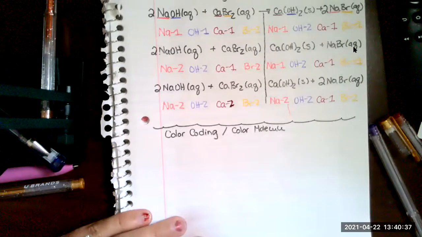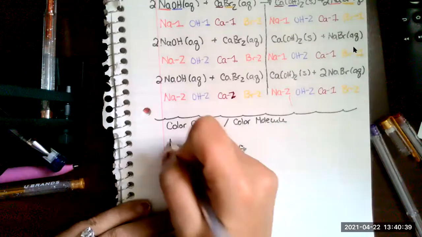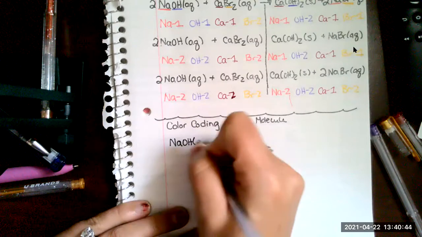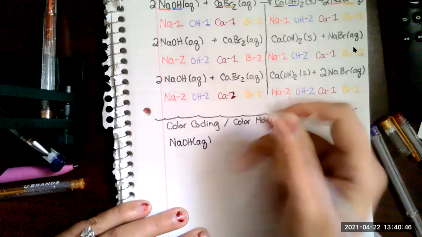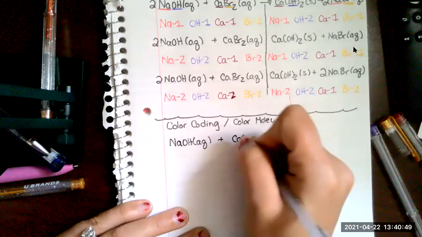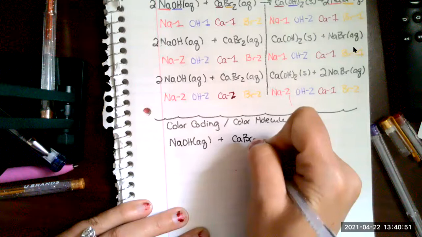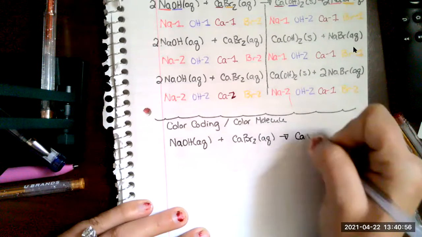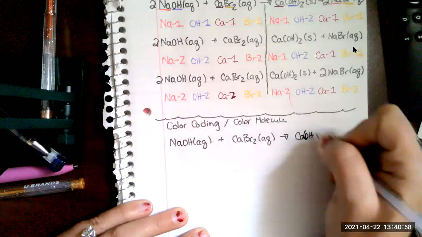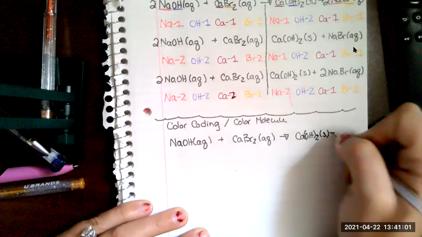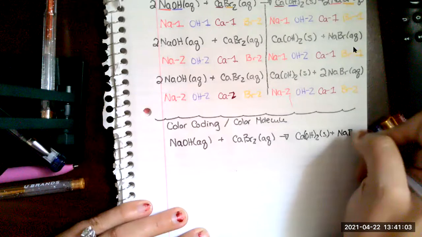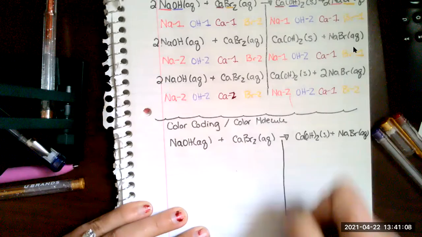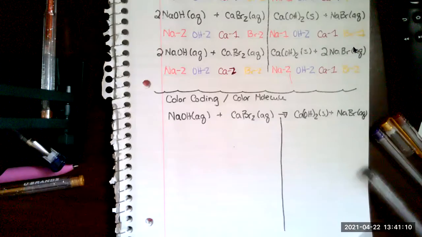So we have NaOH aq plus CaBr2, and that forms Ca(OH)2 solid plus NaBr aq. Now, same thing. I'm going to put a line down the middle. Probably doesn't have to be as big of a line, but same line.